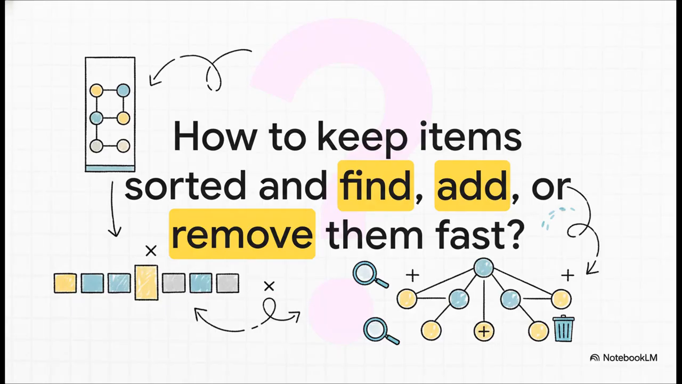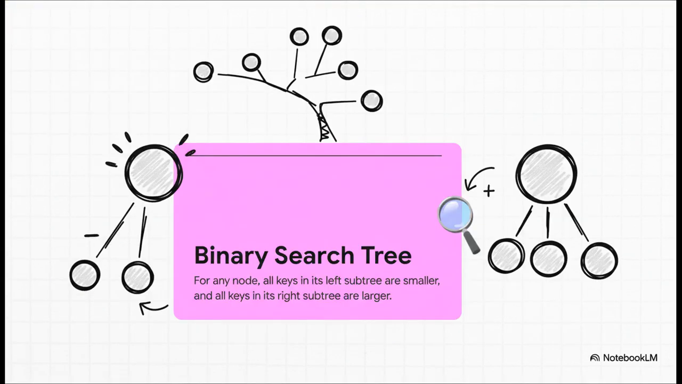I mean, think about it. This is a huge problem in computer science. If you just have a simple list, searching through it is painfully slow. If you have a sorted array, adding something in the middle means shifting everything over. We need something that gives us the best of both worlds. And here's the answer. The binary search tree, or BST for short.